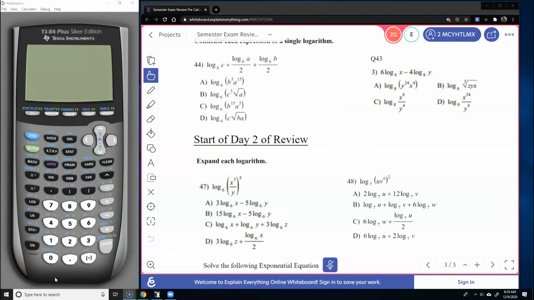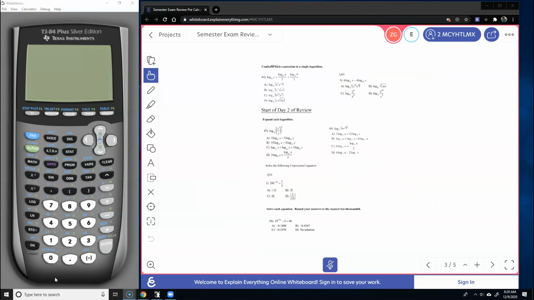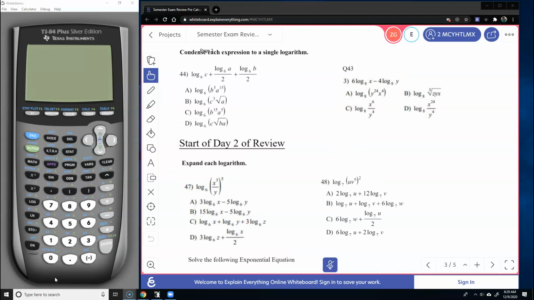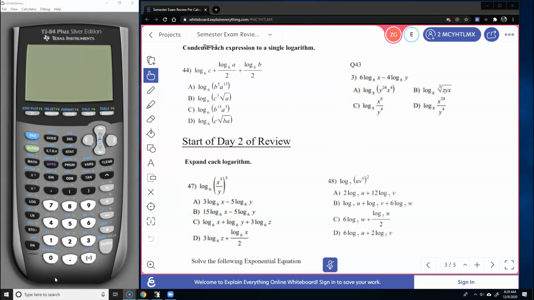To condense this expression into a single logarithm, we're going to have to rewrite it. So that's what I'm going to do right here. Then I'm doing 44. So you have log base 6 of c plus you have the 1/2 log base 6 of a plus the 1/2 log base 6 of b.